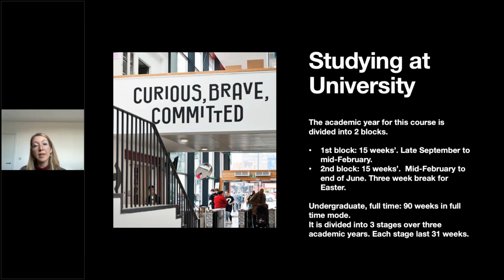So let's take a look at the academic year for this course. We call these not semesters but blocks, and we've got two main blocks. Block one normally starts around the last week of September, and it goes till the first week of February, generally speaking. So it's 15 weeks. Then we've got a reading week for students and staff to work on other things. And then from mid-February till normally the first week of June, we've got another block, 15 weeks.